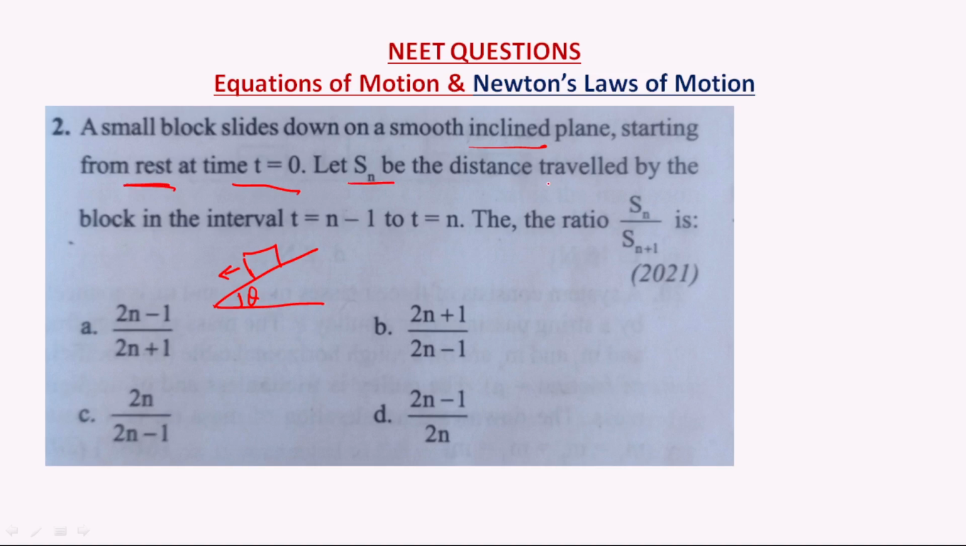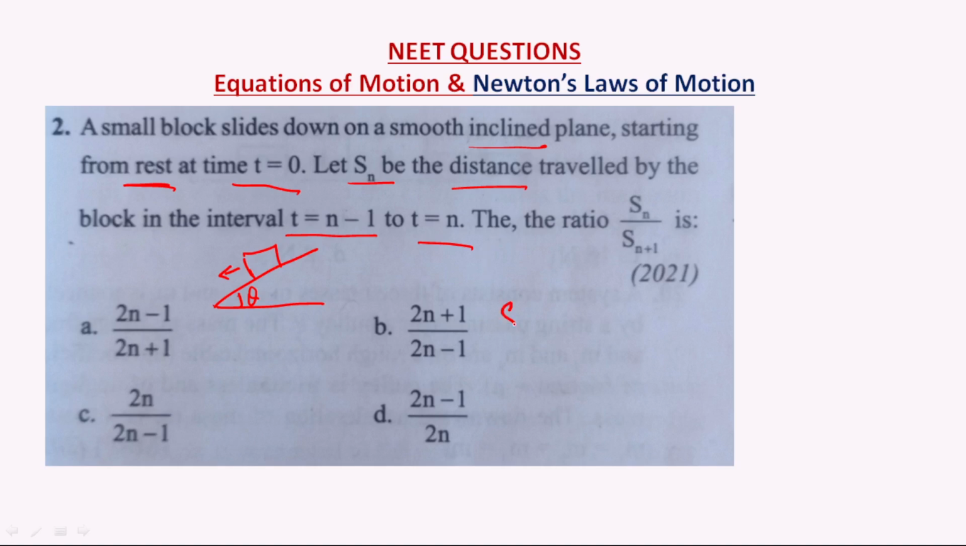Now let Sn be the distance travelled by the block in the interval t equal to n minus 1 to t equal to n. Sn is the distance travelled between t equal to n minus 1 to t equal to n. It means at the nth second. Yes, the distance travelled at the nth second, not in n seconds, the nth second.